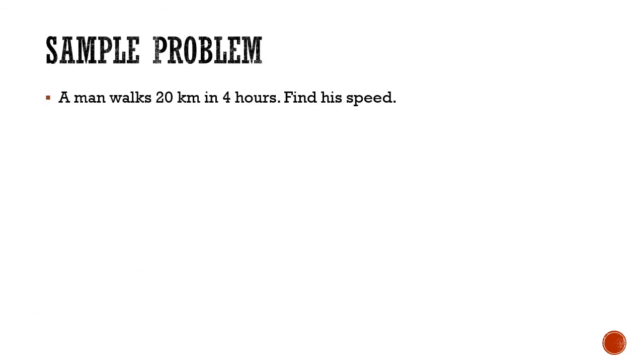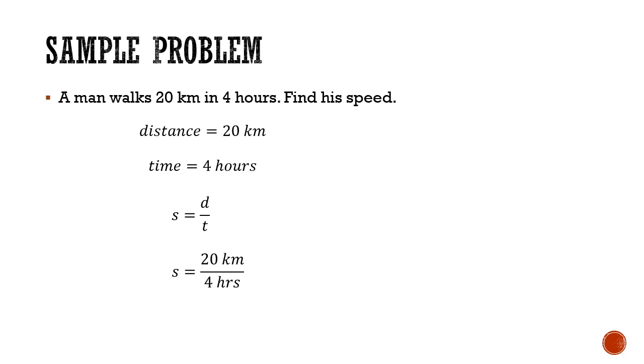So here is a sample problem for speed. A man walks 20 km in 4 hours. Find his speed. So, ang given natin, we have a distance na 20 km and the time na 4 hours. So, for the formula, speed is equal to distance all over time. So, plug in lang natin yung values. We have 20 kilometers all over 4 hours. So, 20 all over 4. So, ano yung pwede nating i-divide sa kanila? Dahil divisible sila sa 4, divide natin silang parehas sa 4. And we'll have 5 km per hour as the speed of the man.